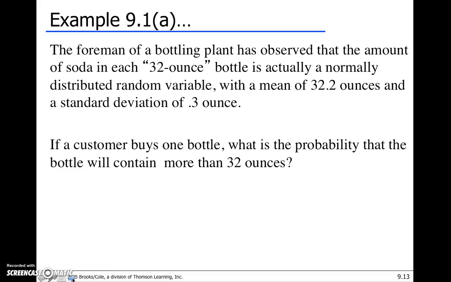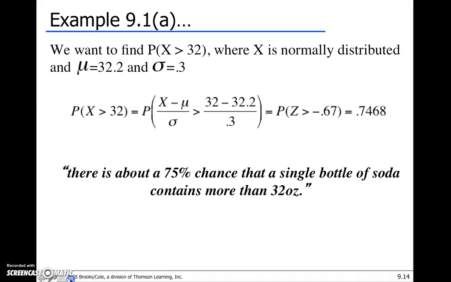An example. The foreman of a bottling plant has observed that the amount of soda in each 32-ounce bottle is actually a normally distributed random variable with a mean of 32.2 ounces and a standard deviation of 0.3 ounces. If a customer buys one bottle, what is the probability that the bottle will contain more than the labeled count, more than 32 ounces? You want to find the probability x is greater than 32, where x is normally distributed with mu equals 32.2 and sigma equals 0.3.